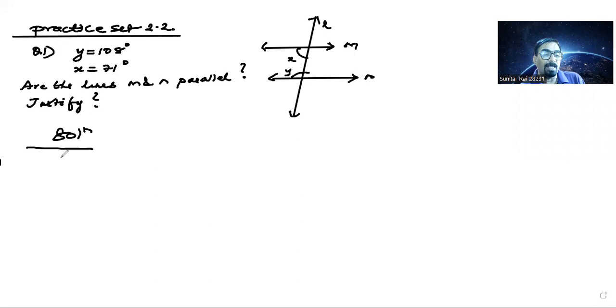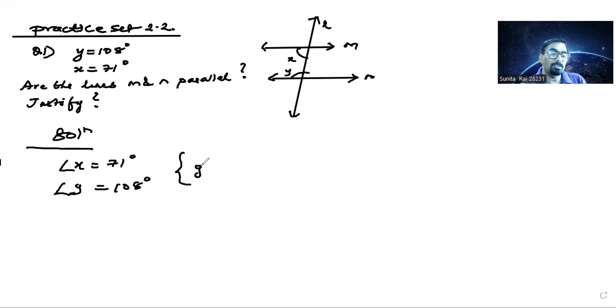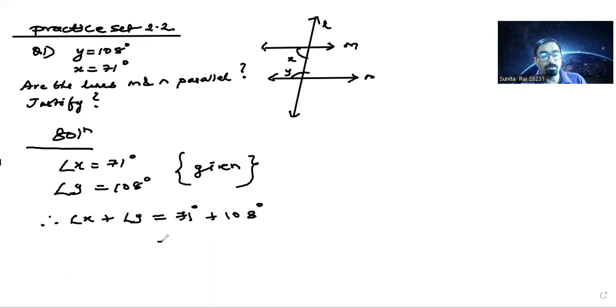This angle x, I rewrite, angle x is how much, children? Angle x is given as 71 degrees. Angle y is given as 108 degrees. When you look at both these angles in the picture, those are the interior angles. Now we are asked to find out whether the lines are parallel. If interior angles are supplementary, then the lines are parallel. So I'll add these interior angles: angle x plus angle y, 71 degrees plus 108 degrees, and we get 179 degrees.